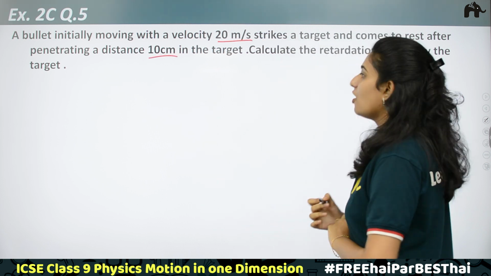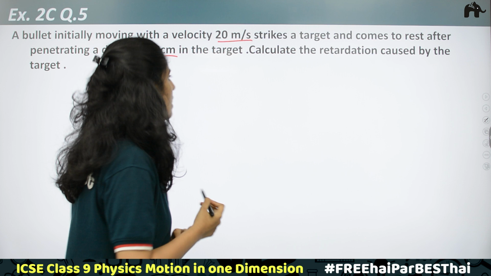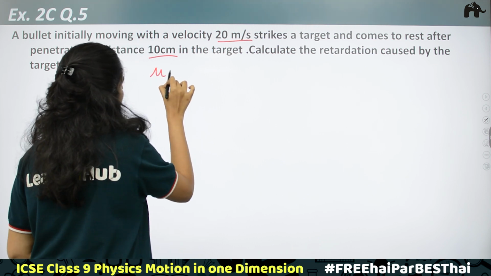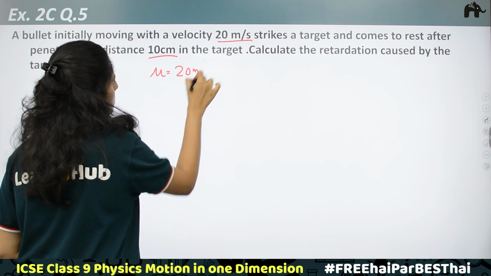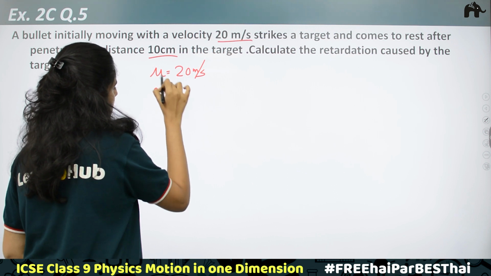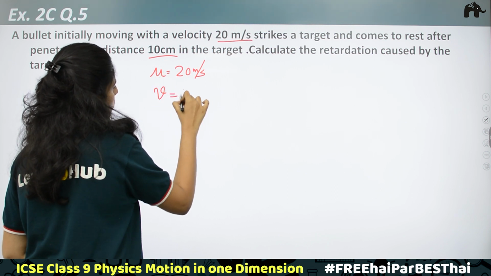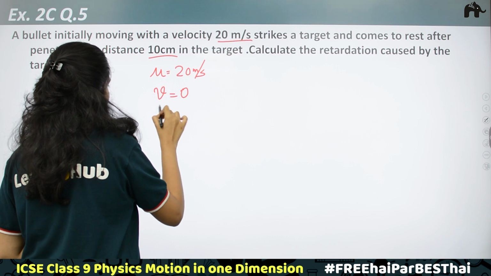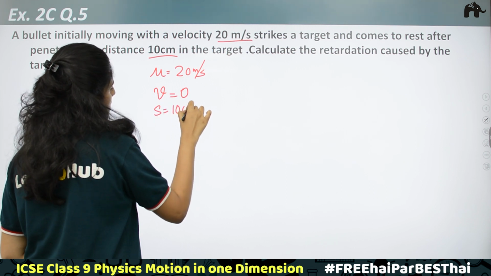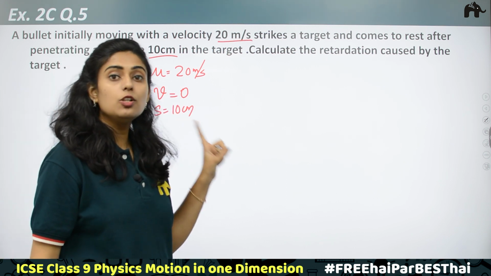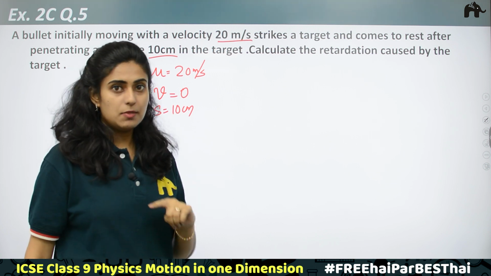Calculate the retardation caused by the target. So here the initial velocity u is given, which is equal to 20 meter per second. It comes to rest, which means final velocity v is equal to 0. Distance is given, s is 10 centimeters. So first we have to convert this 10 centimeters into meters. What is 10 centimeters in meters?